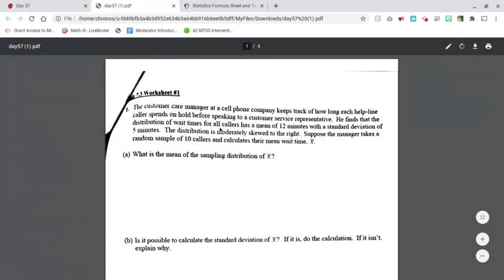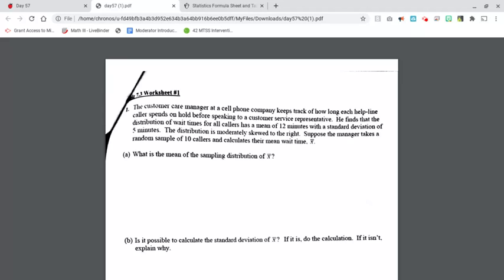So, question number 1 says the customer care manager at a cell phone company keeps track of how long each helpline caller spends on hold before speaking to a customer service representative. He finds that the distribution of wait times for all callers has a mean of 12 minutes with a standard deviation of 5. This distribution is moderately skewed to the right. Suppose the manager takes a random sample of 10 callers and calculates the mean wait time.